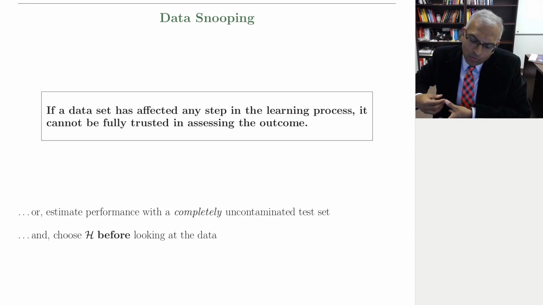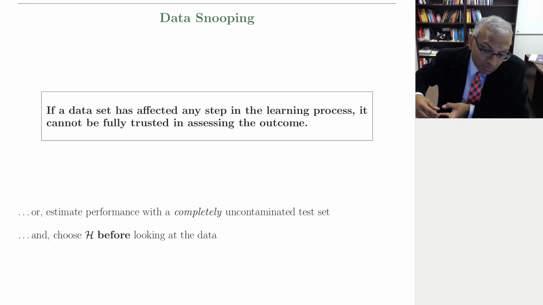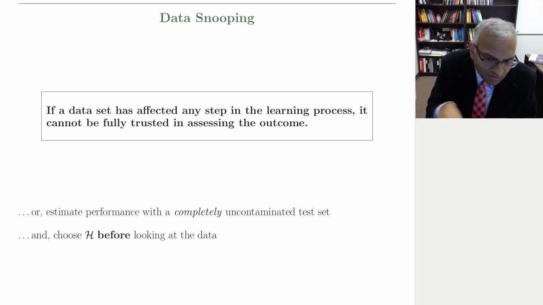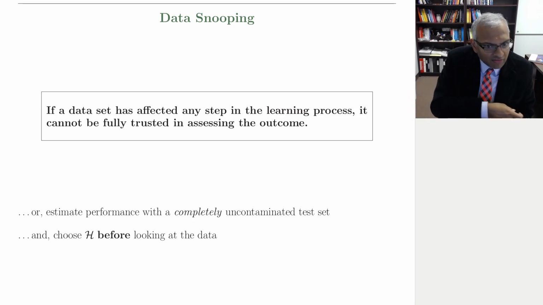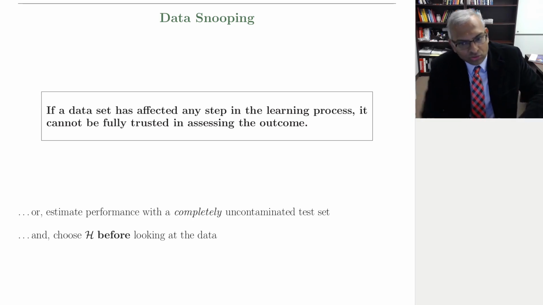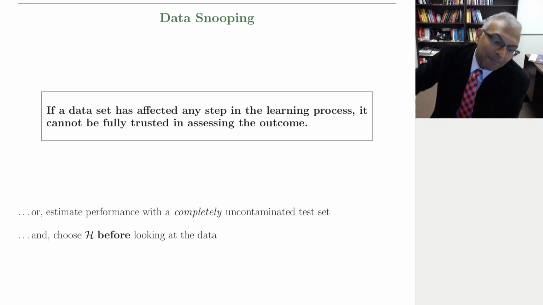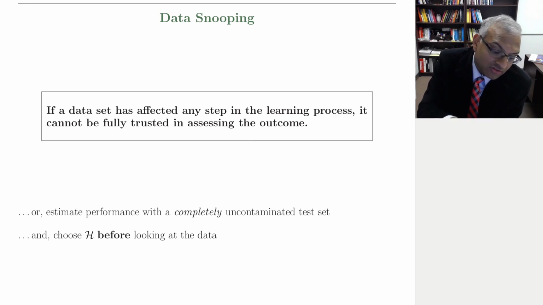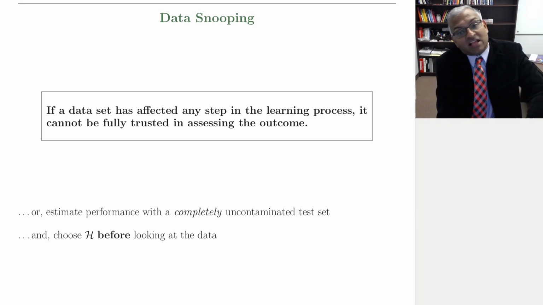And now we come around, and we only have one data set. Now we come around from the other perspective and say, we are interested in E out. So can we use the data to assess the performance of the final hypothesis? But because the data affected the process that generated the final hypothesis, when you use the data again, it's now contaminated data. And so it's not trustworthy in assessing the performance of the final hypothesis that the data itself generated.